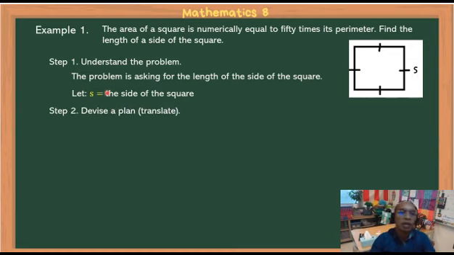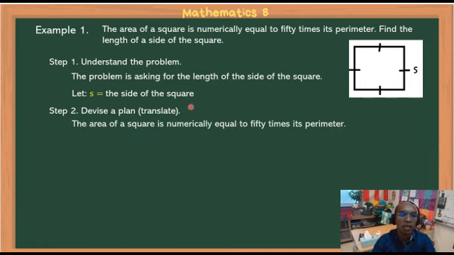After having the representation, we are going to devise a plan. How are we going to translate this given expression into a mathematical statement? The problem states that the area of the square is numerically equal to 50 times its perimeter. We all know that in finding the area of the square, we just square the side.